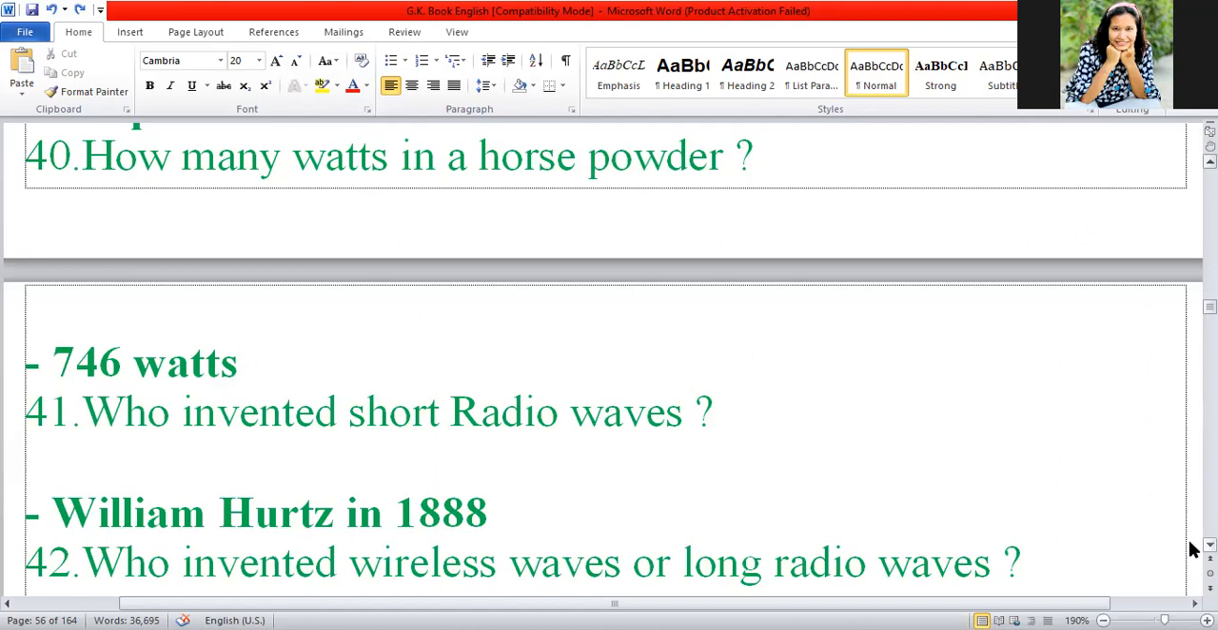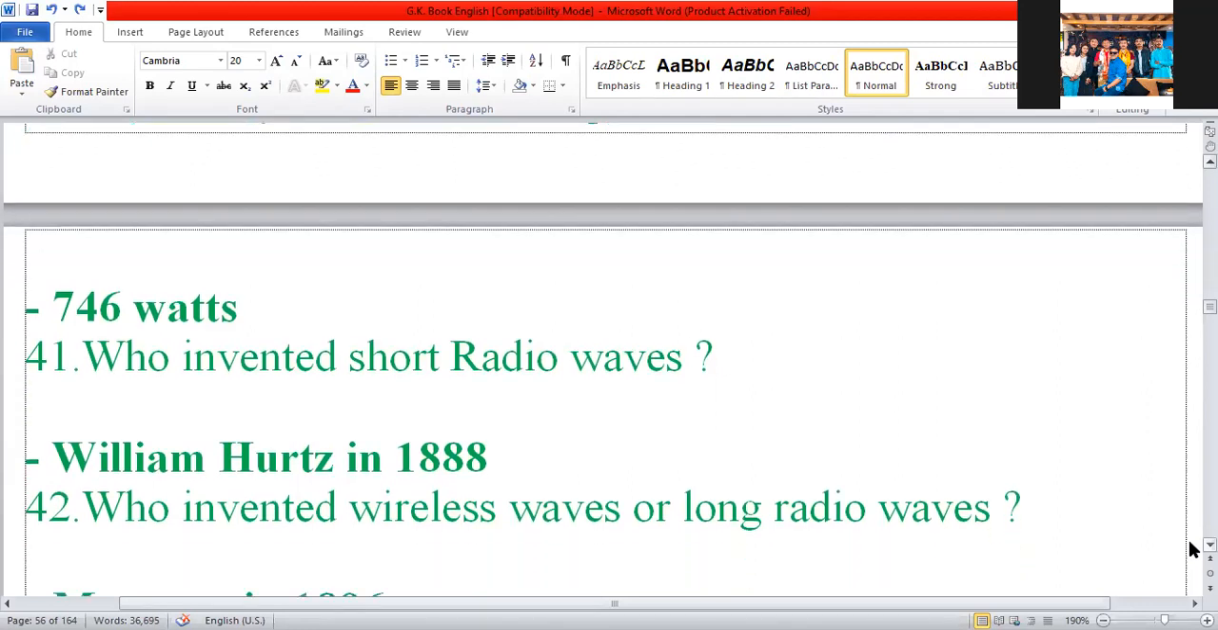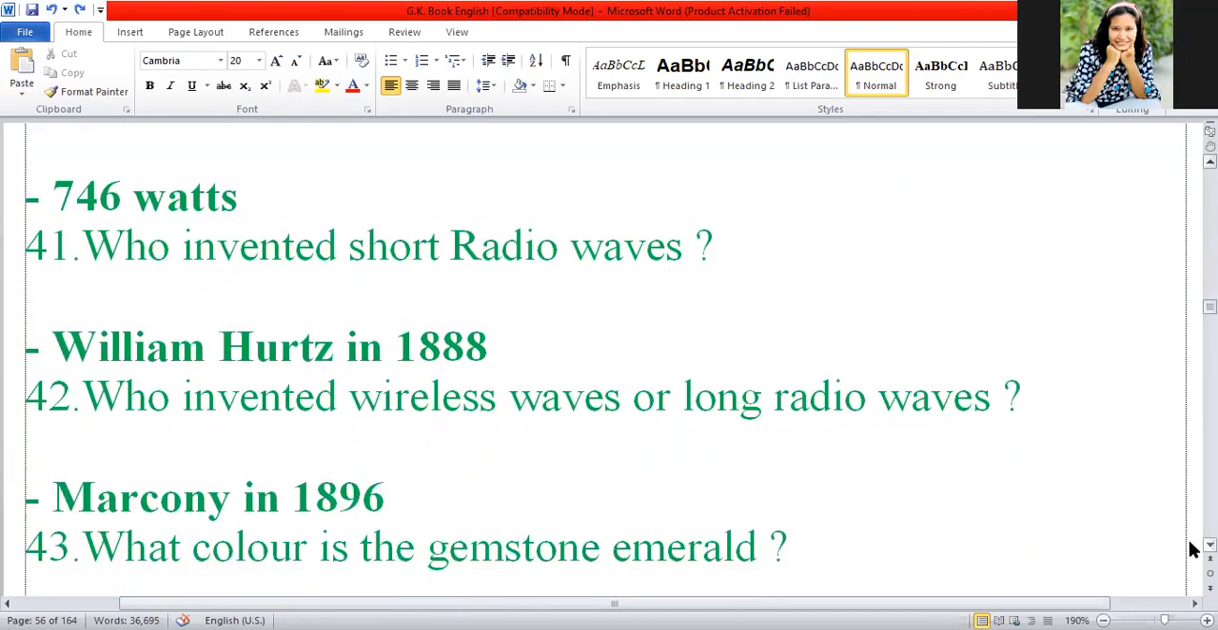It was invented in 1888 AD, the short radio wave, by Marconi. Sorry guys, the way Janak answered me, I just think it was question 42, Marconi. So who invented wireless or long radio wave? Marconi, yo chai 1896 ma invent bhayeko ho. Yestai what color is the gemstone emerald?